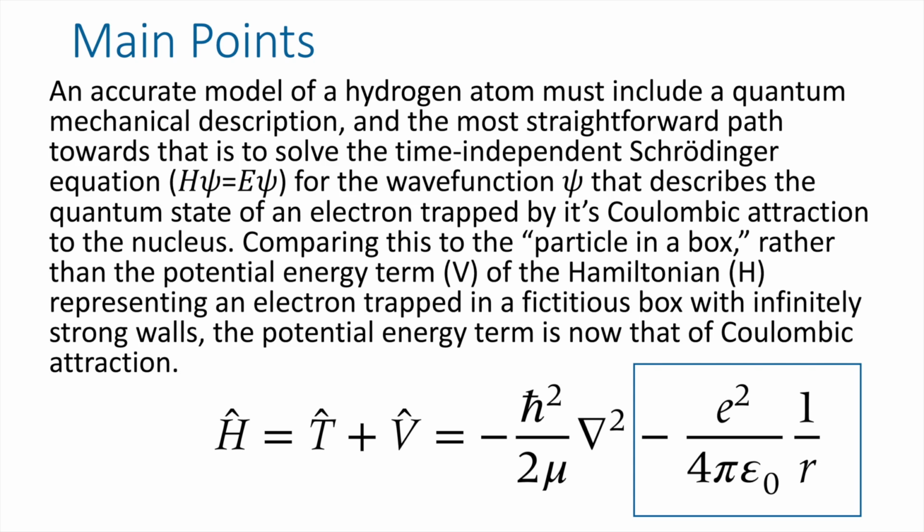So if we compare this to a particle in a box, rather than saying we've got this infinitely strong box and there's a particle stuck in it, that is a way to trap a particle. But now we have a more physically justified description of how an electron could be trapped by its attraction to a positive nucleus. Looking at the Hamiltonian, we see that term on the right. That is the Coulombic attraction. That's the potential energy function, so basically that's the potential energy term of the Hamiltonian.